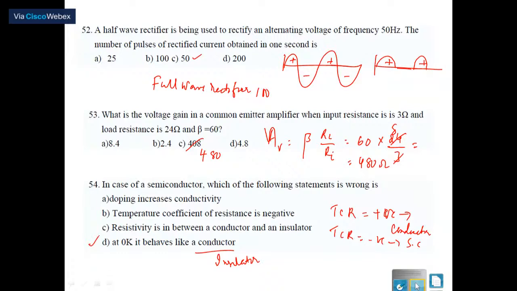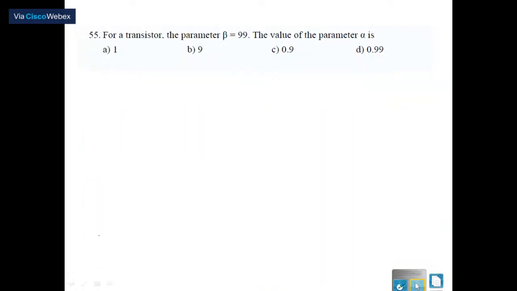The next one, for a transistor, the parameter beta is equal to 99, the value of the parameter alpha. Well, alpha and beta have been related with this. Alpha is equal to beta by 1 plus beta. Obviously, this is 99 and this is 100, so that is less than 1. Okay, the ratio. This is 99 by 1 plus 99, that is equal to 99 by 100.